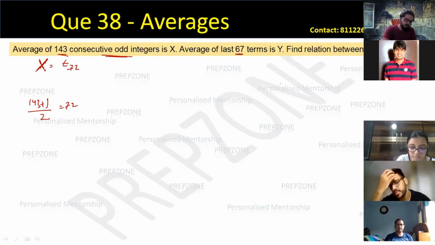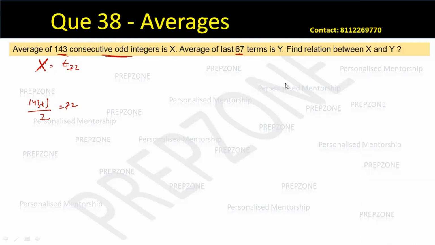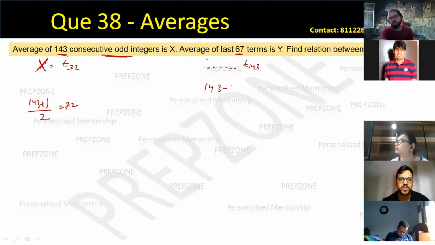So again, this is also odd. But for the last 67 terms, the last term is T143. Now here comes the major catch: from where will this start? Which is the last 67th term? So for example, this is the first term, the second term will be T142. So for the second term you're actually doing 143 minus 2 plus 1. That is how you arrive at the second last term.